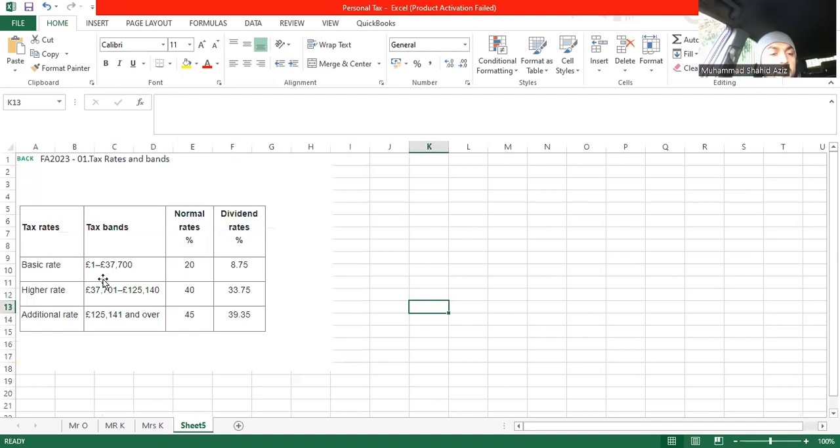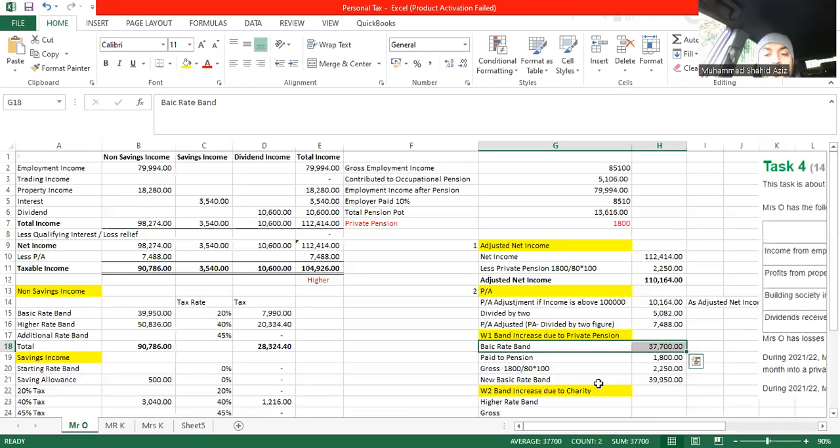In your exam, they will provide you this table. I have copied this table from the AAT website. If you look, 37,700 is up to the basic rate, up to 125,140 is the higher rate, and anything above 125,140 is the additional rate. Now, the amount paid to a pension is 1,800, and when we gross it up it equals 2,250 pounds. So the new basic rate band is 39,950.